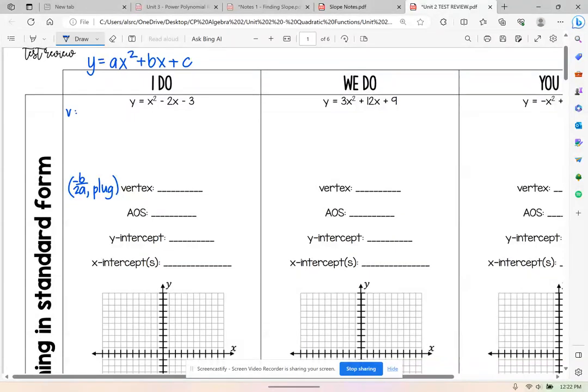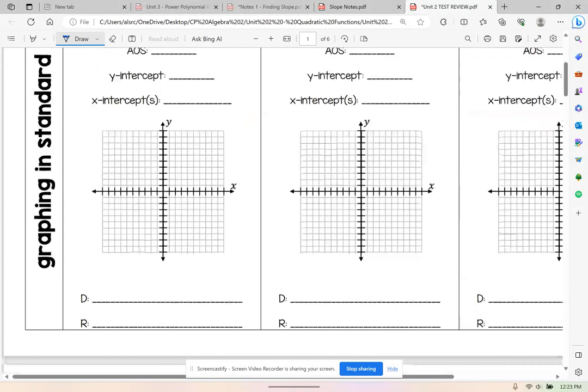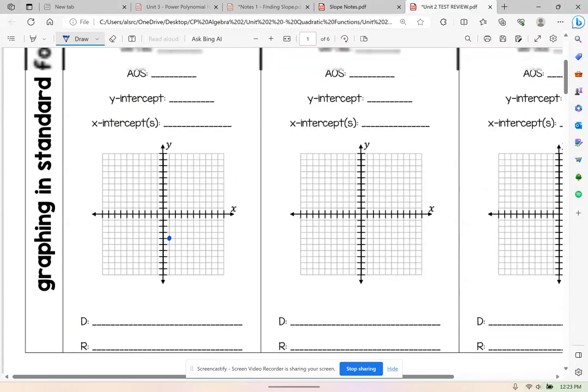So if I need to find my vertex here, my b is negative 2, so the opposite is 2, divided by 2 times 1, which is 2. That gets me an x coordinate of 1. What I do with that is I now plug it in. So you're going to take this 1 and plug it in your equation: 1 squared minus 2 times 1 minus 3. So 1 minus 2 is negative 1, minus 3 is negative 4. So the vertex is 1, negative 4. I'm just going to go ahead and graph it. There's my 1, negative 4.